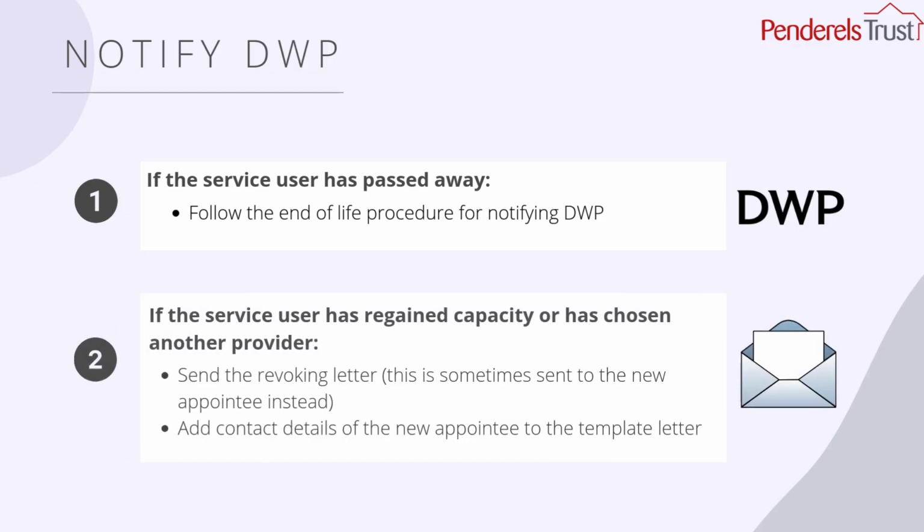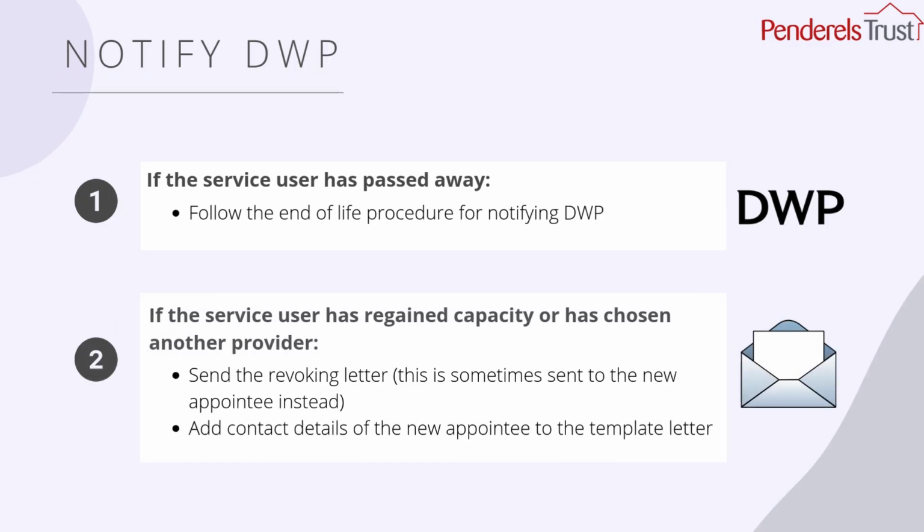If the service user has regained capacity or has chosen another provider, you need to send them the revoking letter. You may need to add to the template letter to include contact details of the new appointee, or send the revoking letter to the new appointee instead of the DWP.